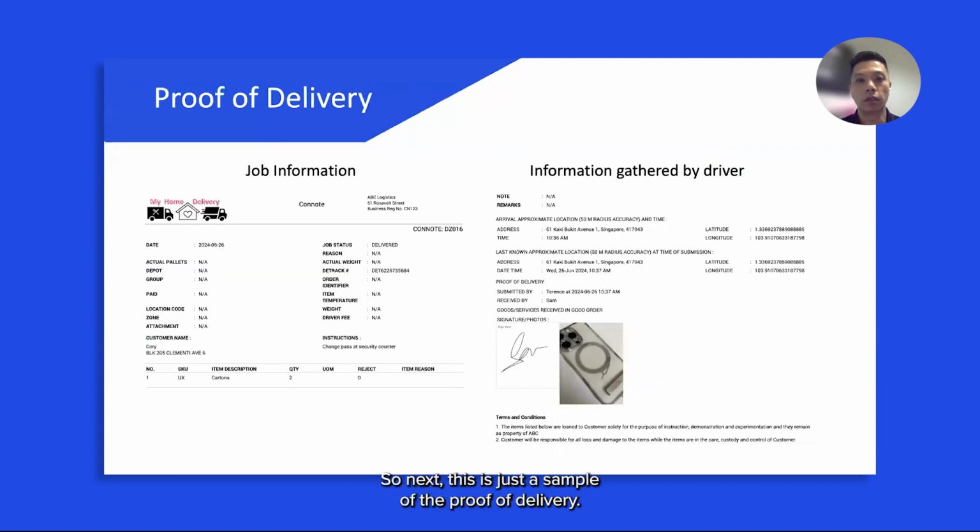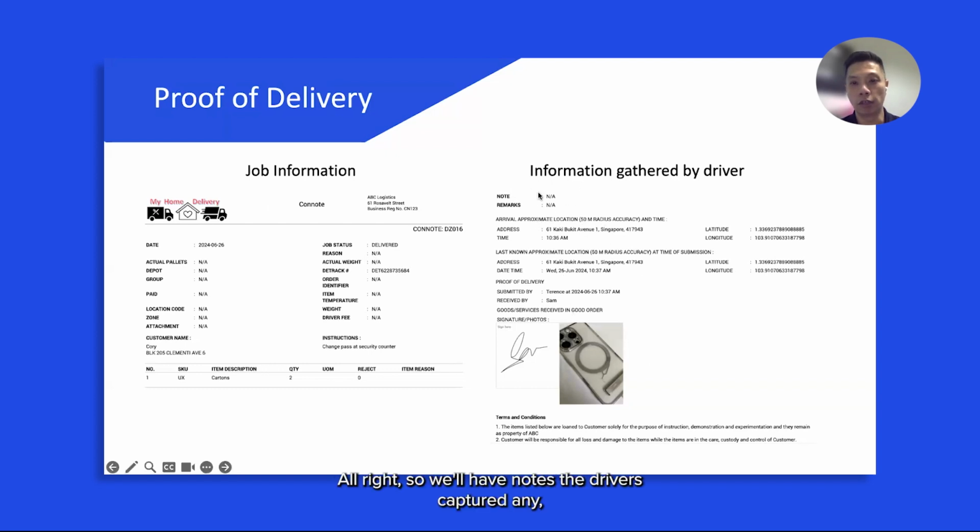Next, this is a sample of the proof of delivery. It's actually one page, but I've zoomed in a little bit and divided the proof of delivery into two pages here. At the top of the proof of delivery is where you have your job information for the driver. It's just like a normal delivery order form that the driver would take from you. This is where your logo will show up. At the bottom of the proof of delivery is where the information the driver captured along the journey will be displayed.